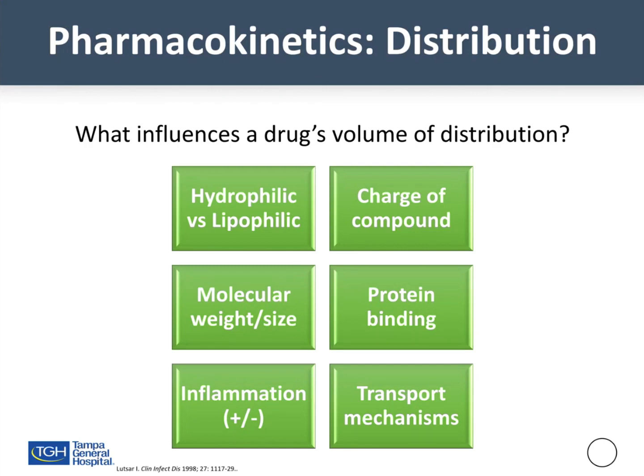Another one is going to be inflammation. Again, in the case of meningitis, when there's the presence of inflammation, it's easier for many drugs to cross the blood-brain barrier. As we decrease that inflammation, the concern is that for certain drugs, that penetration is not going to occur as easily.